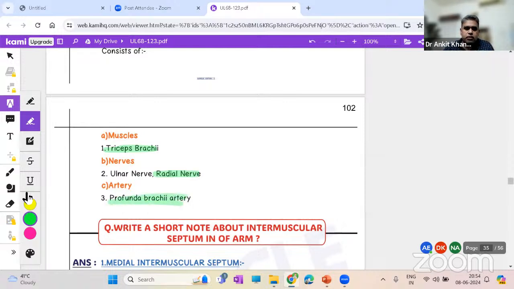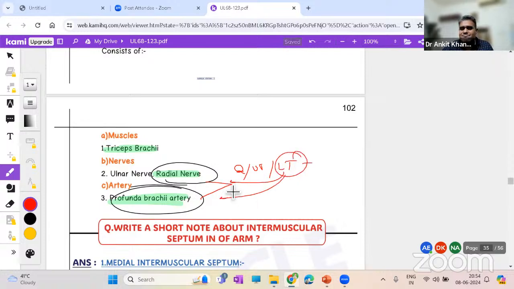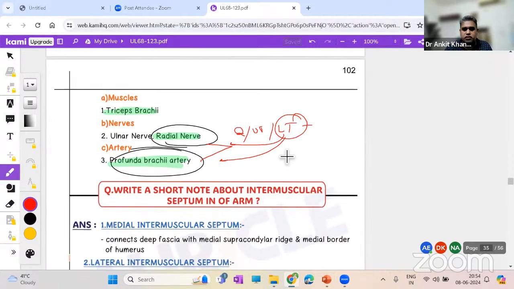Can you remember through which space around the shoulder these two structures were passing? Options are quadrangular space, upper triangular space, lower triangular space. Think about it and answer. It was the lower triangular space through which these two contents were passing, and then through the radial groove. So these are the contents of the radial groove also: the radial nerve and the profunda brachii artery.